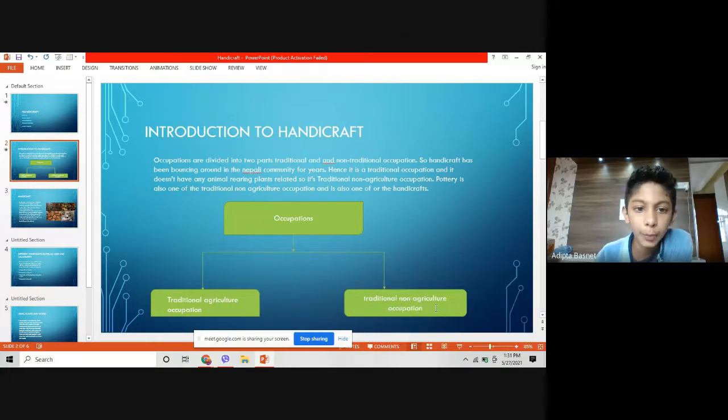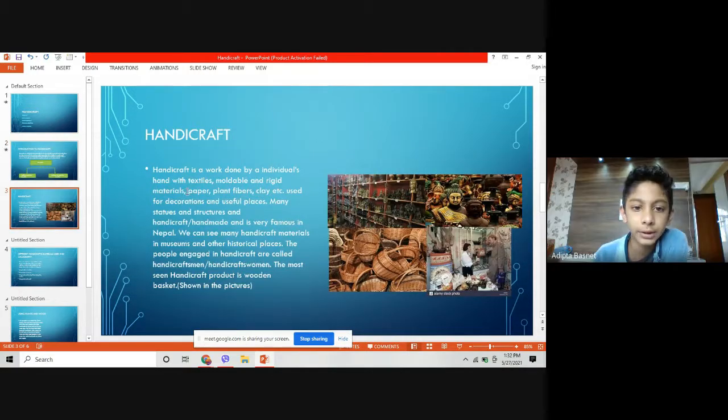Introduction to handicraft. Occupations are divided into two parts, traditional and non-traditional occupations. Handicrafts have been around in the Nepali community for years. Hence, it is a traditional occupation and it doesn't have any animal rearing related. So it's a traditional non-agriculture occupation. Poultry is also one of the traditional non-agriculture occupations. Handicraft is work done by an individual's hand with textiles, moldable and rigid materials, paper, plant fibers, clay, etc., used for decorations and useful purposes.